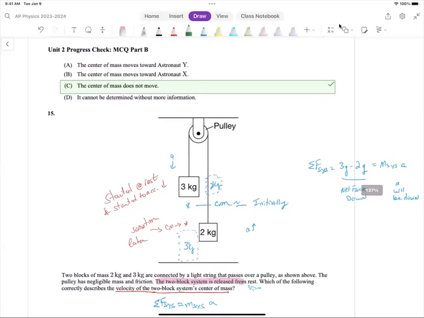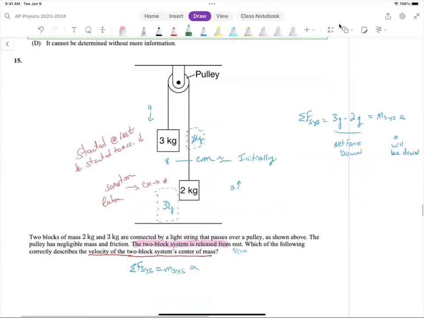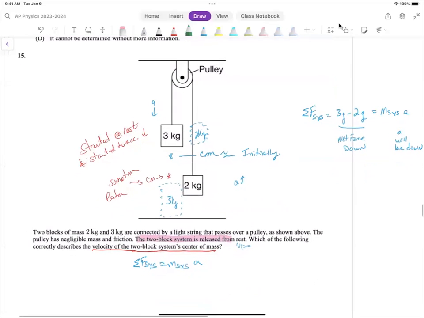This next one's a good one. I like this one. Another center of mass discussion. Number 15, I have 2 blocks, 3 kilograms, 2 kilograms on an Atwood machine. The 3 kilogram is higher located than the 2 kilogram. I'm going to let go of it. It's going to move. 3 kilograms going to go down, 2 kilograms going to go up.